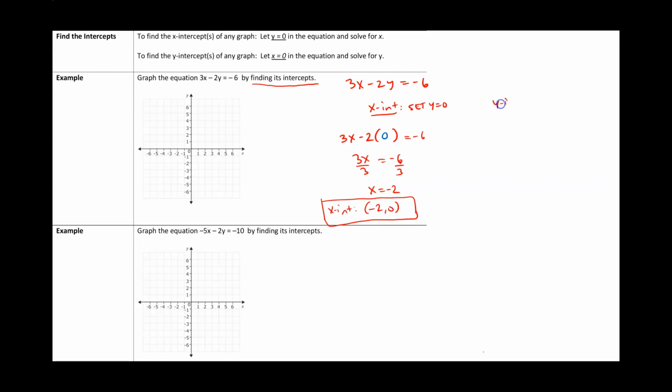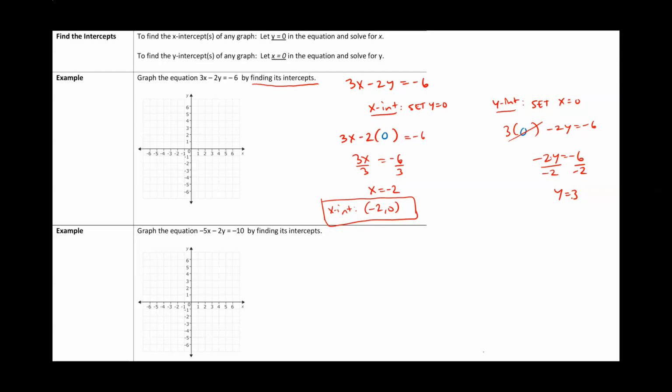Now let's look at the y-intercept. To find the y-intercept, we need to set the x value equal to 0 and then solve for y. So in my equation, 3x minus 2y equals negative 6, instead of an x value, I'm going to replace that x value with a 0. That's how you find the y-intercept. So this is going to be 0. We get negative 2y equals negative 6. The y is being multiplied by negative 2, so we divide by negative 2, and we get y equals 3.